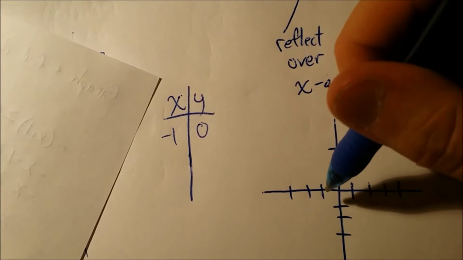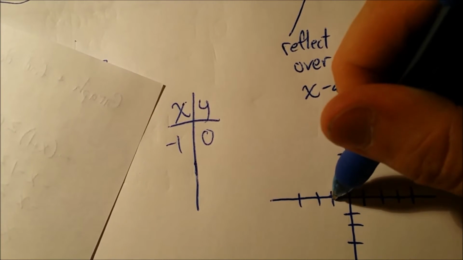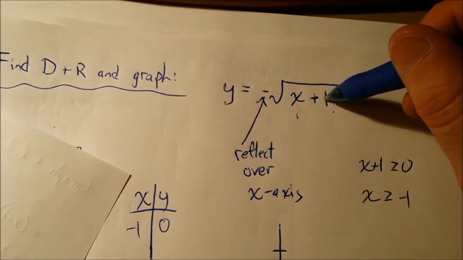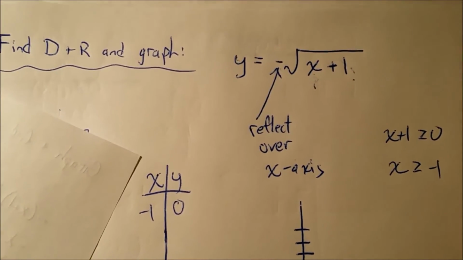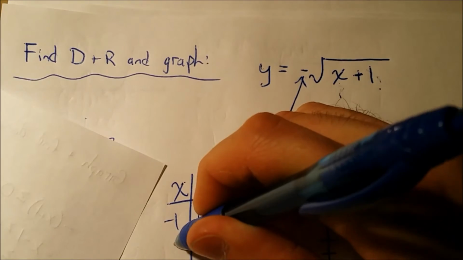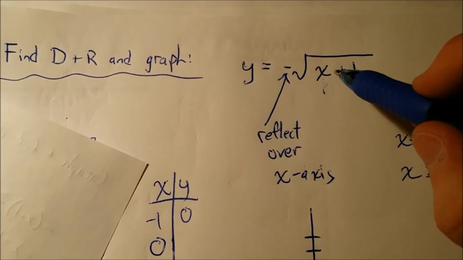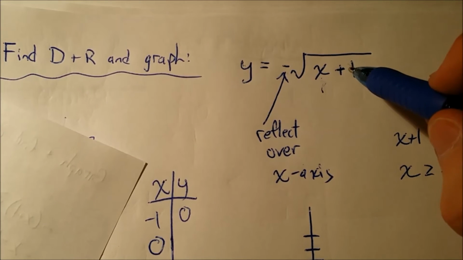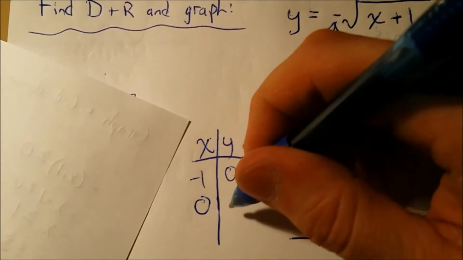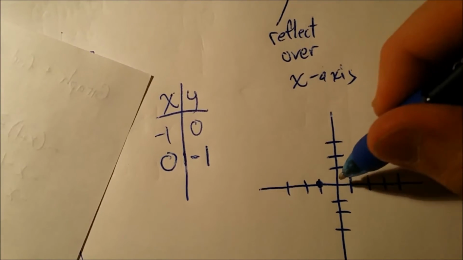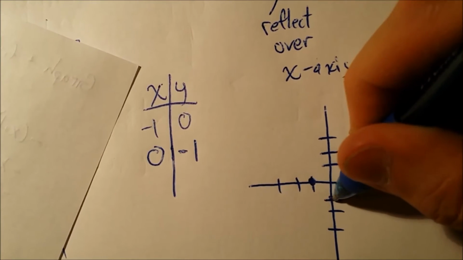Go ahead and plot that. So negative 1, 0 happens to be our x-intercept of that function. When I plug in 0, I'm going to get 0 plus 1. So the square root of 1 is 1, and then there's the negative. So this is where we start to see it reflecting over the x-axis. So 0 for x, negative 1 for y.